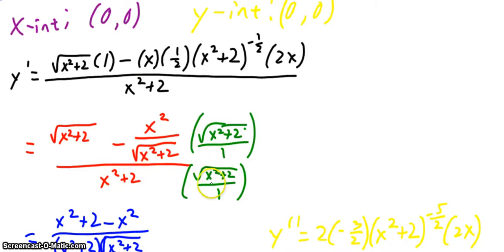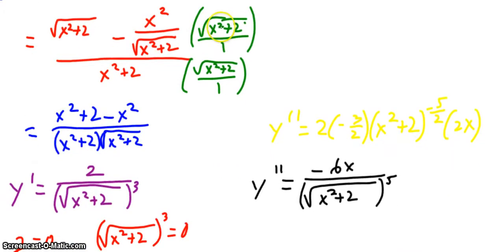So I multiplied the numerator and denominator by the square root of x squared plus 2. So when I do that, this term here just becomes x squared plus 2. The second term in the numerator, the denominators cancel, and I'm left with just minus x squared. And in the denominator, I just have this quantity down here, which simplifies nicely into 2 over the quantity square root of x squared plus 2 cubed.